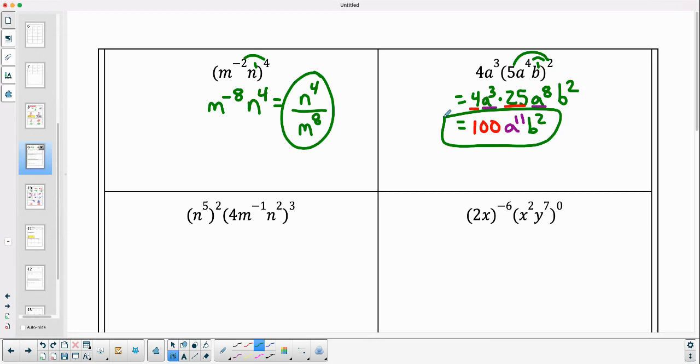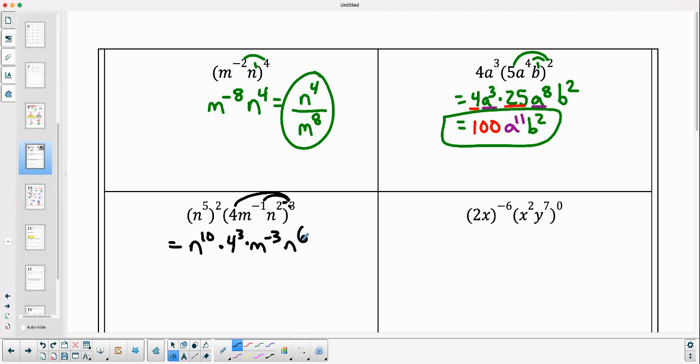Okay, next one here, we can deal with this 5 and 2. This is n to the 10, n to the 5 times 2, and then we need to distribute this 3 into everything here. So this is 4 to the third, which is 4 times 4 times 4. I'll just leave it as 4 to the third for this first step. That's going to be 64 though. m to the negative 1 times 3, that's m to the negative 3. And then we have n to the 2 times 3, which is n to the 6th.